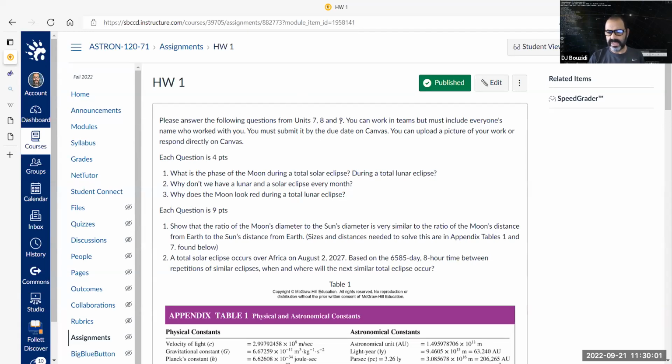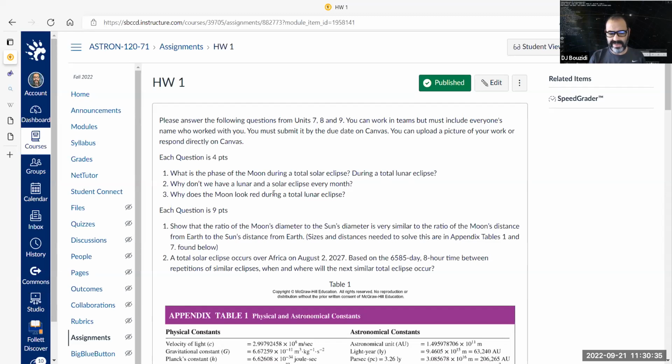These are from units 7, 8, and 9, so the previous units that we covered, not this one. It's asking you, what is the phase of the moon during the total solar eclipse? If you go through your notes, you'll see exactly when the moon basically blocks the sun. It has to be during daytime, so it cannot be during nighttime because you have to block the sun. And when is the lunar eclipse? You need to have the entire moon be blocked by the Earth. Okay.